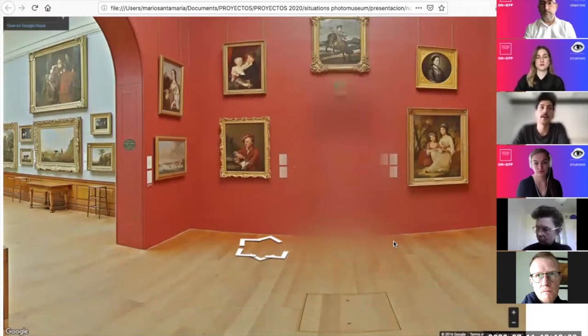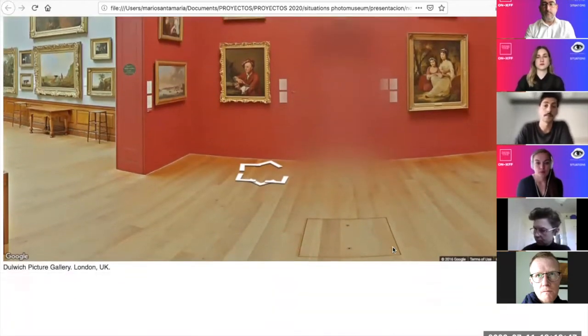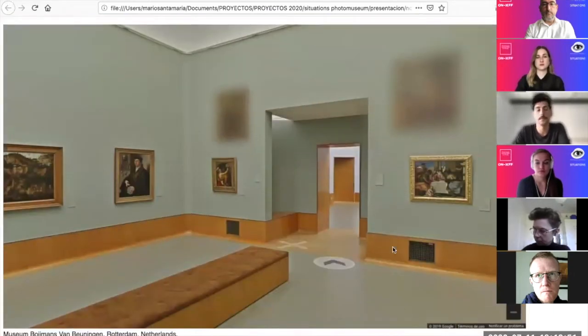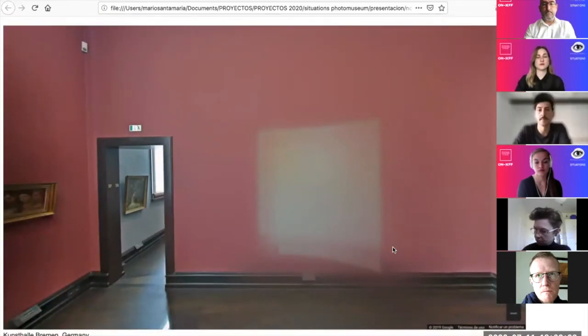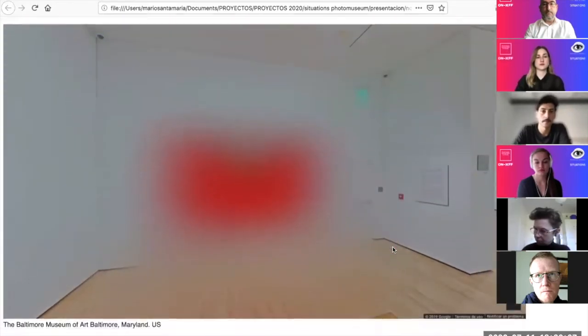Sometimes we can find some elements blurred from the museums because they consider that as noise. In this case, it's a bit absurd because it's a door. But of course, human bodies are also eliminated from the platform. Temporal exhibitions are usually blurred.